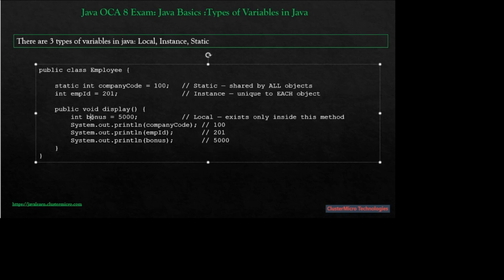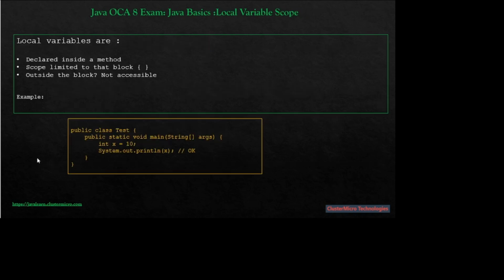Next, we have already discussed this. Local variables are declared inside a method. The scope is limited to that block, and outside the block it's not accessible, right? This is a local variable here, x is equal to 10. You are able to print it here because you are trying to access it within the curly braces. Outside the curly braces, this is not visible.